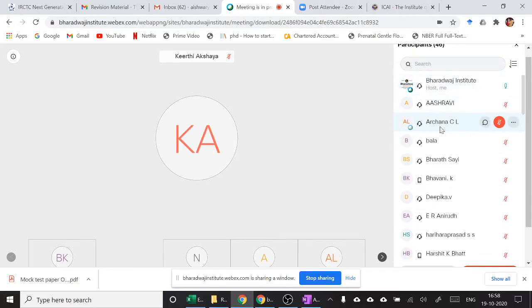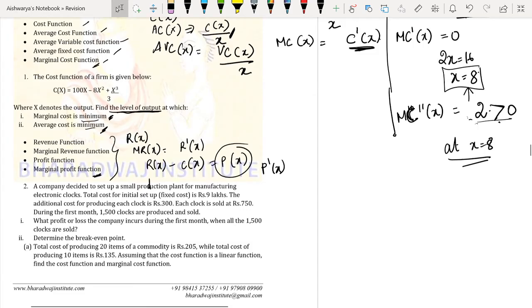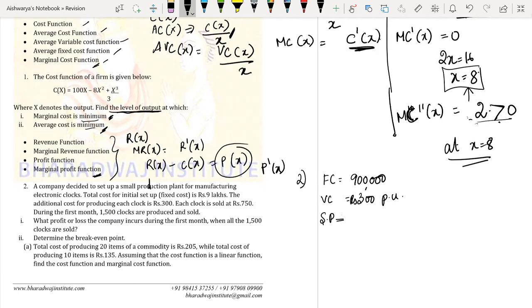Okay, maybe Archana, you can read it. Yes, ma'am. The second one, ma'am. Yeah, second question. A company decided to set up a small production plant for manufacturing electronic clocks. Total cost of initial setup, fixed cost, is rupees 9 lakhs. The additional cost for producing each clock is rupees 300. Each clock is sold at rupees 750. During the first month, 1500 clocks are produced and sold. Number 1: What profit or loss does the company incur during the first month when all the 1500 clocks are sold?